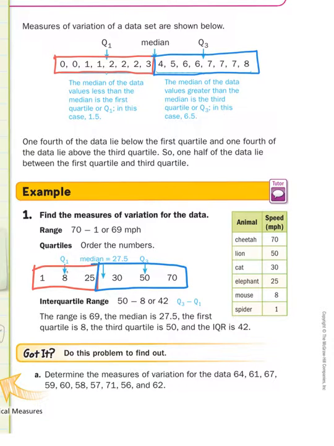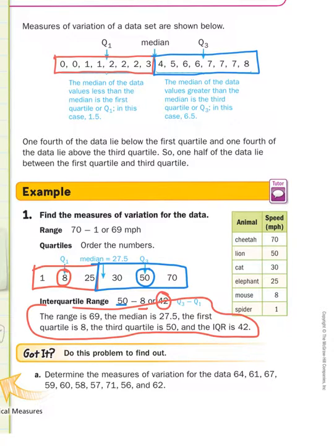Q1 is the middle of the lower half, 8. Q3 is the middle of the upper half, 50. So they're your quartiles. Next, interquartile range, Q3 minus Q1. So you do 50 minus 8 is 42. That's the interquartile range. And range, well, we have it all written down here. The range is 69. The median is 27.5. The first quartile is 8. The third quartile is 50. And the IQR is 42.